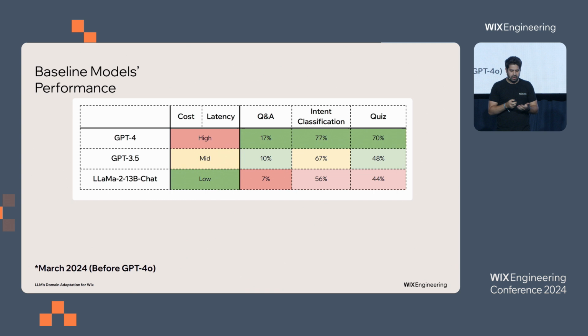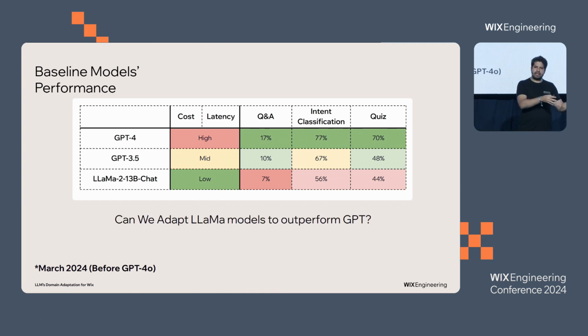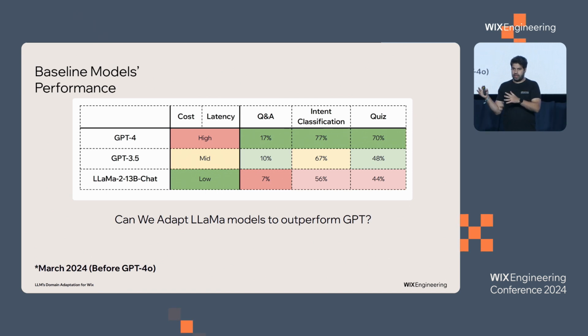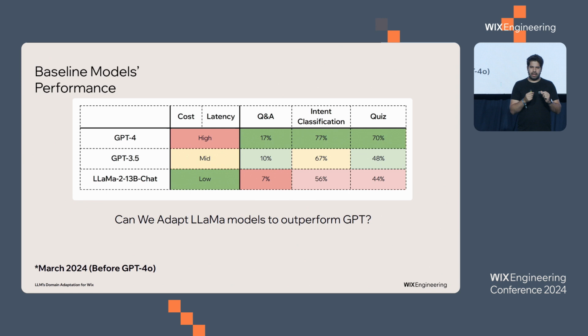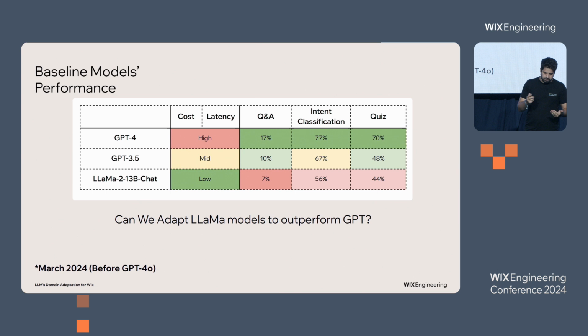And the question that we want to ask ourselves is, can we actually take this Llama model and do domain adaptation? This open source model allows us to really play with the weights and come up with advanced domain adaptation techniques, unlike OpenAI and other vendors that are much more closed. Can we make it much better and even outperform GPT?